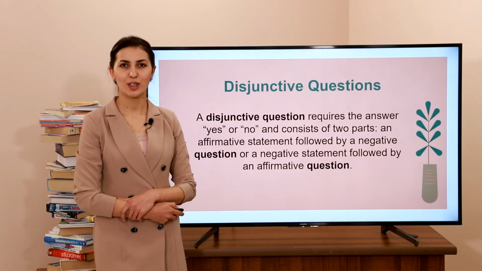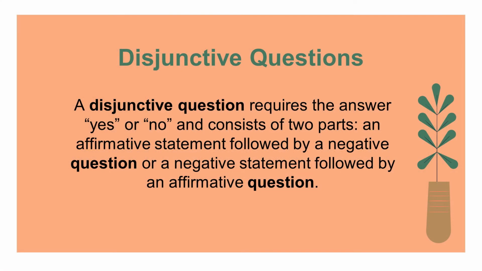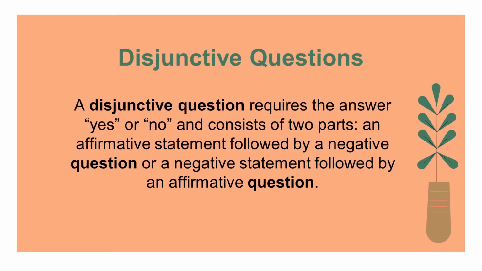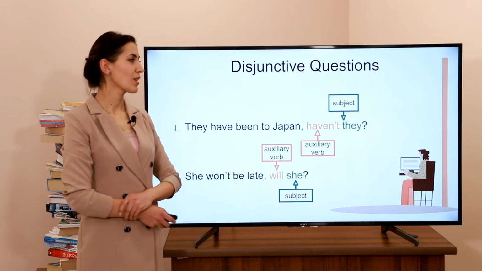And now, disjunctive questions. A disjunctive question requires the answer yes or no and consists of two parts: an affirmative statement followed by a negative question, or a negative statement followed by an affirmative question. Now let's discuss some examples.